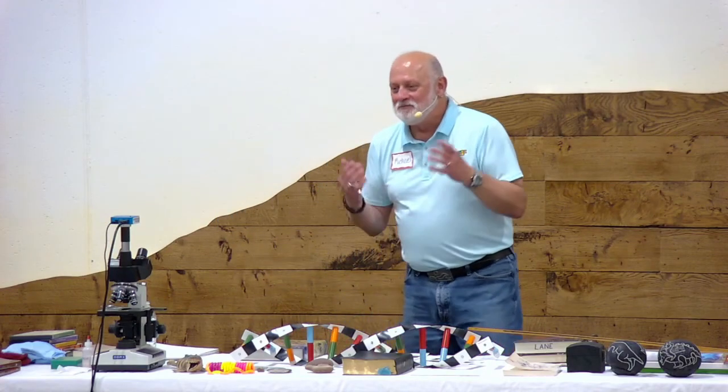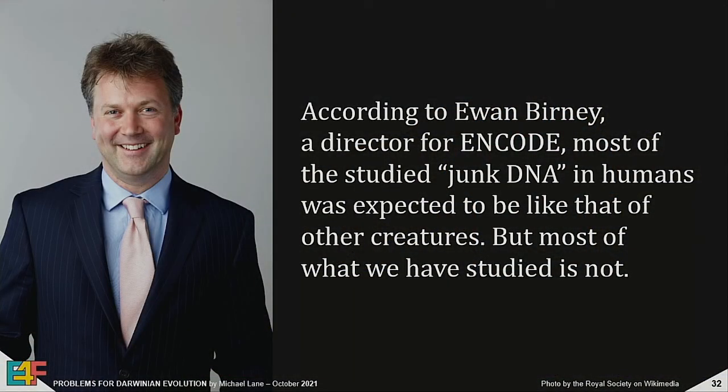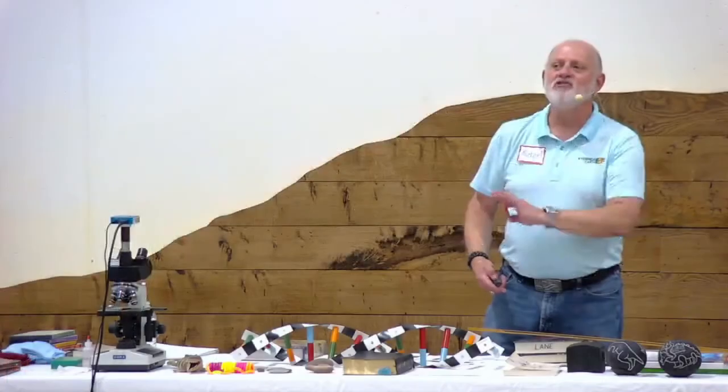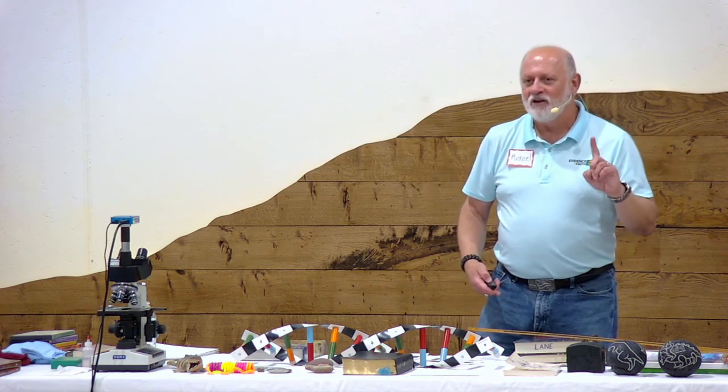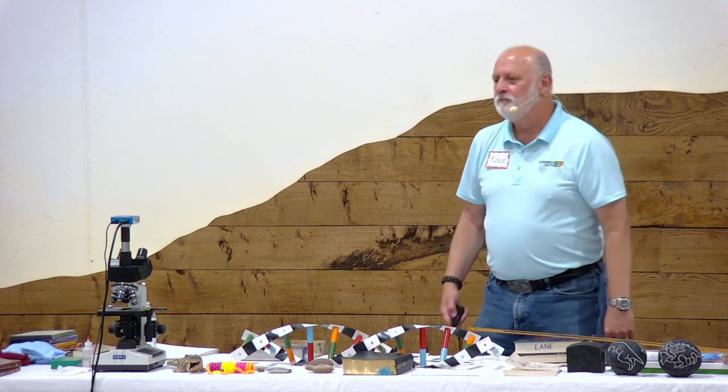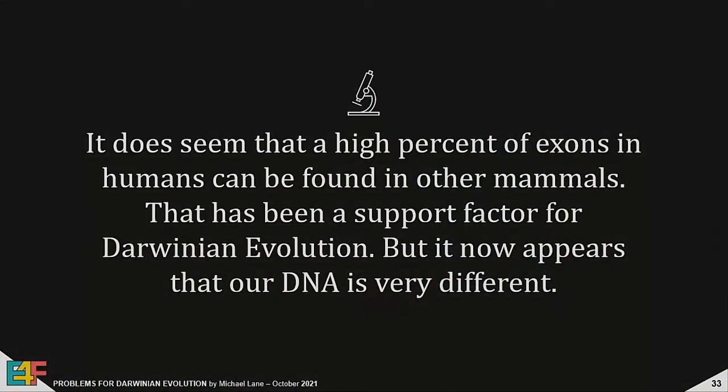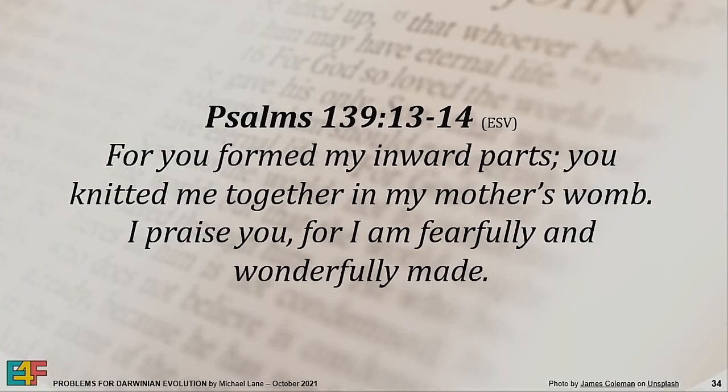According to Ewan Birney, director of ENCODE, most of the studied junk DNA in humans was expected to be like other creatures because of evolution. But most of what we have studied is not. It's totally different. Our junk DNA is so different than a chimpanzee's. Matter of fact, there's no organism on the planet that has even closely similar DNA to us, showing that we are specially created. It does seem that a high percentage of exons in humans can be found in other animals, like I say. We eat the same foods. We grow hair. We have fingers, we have digits. Of course you're going to see things like that. But our junk DNA is very, very different, which shouldn't surprise us too much.